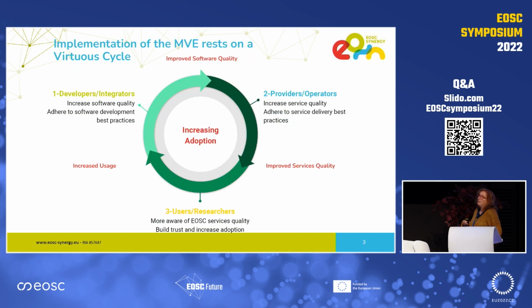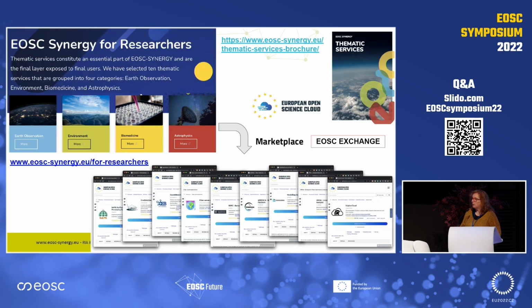So there is, if you want to call it, a virtuous cycle, which we have tried to put in place, in which best practices, fostering quality, will increase the adoption and contribute to create an ecosystem of services, software, and users that will create EOSC somehow. So in EOSC Synergy, you have, okay, let me concentrate on the four groups.